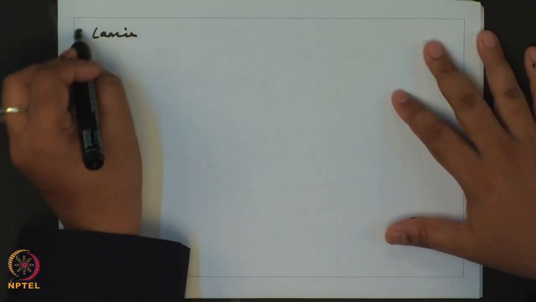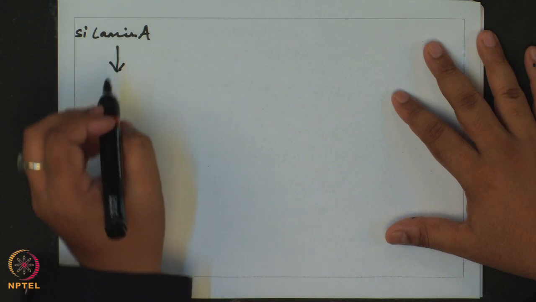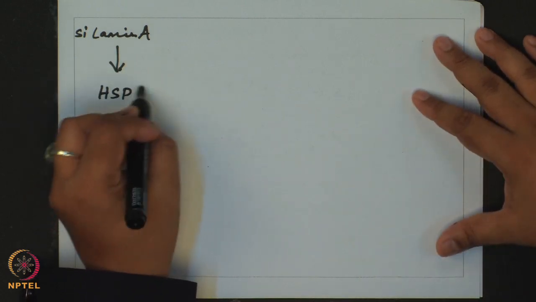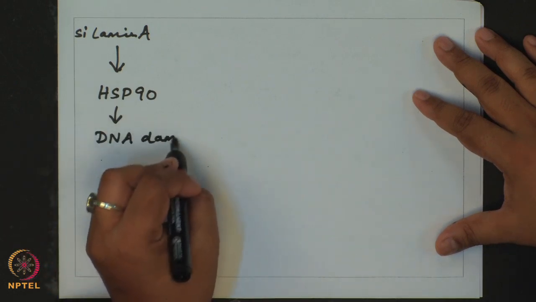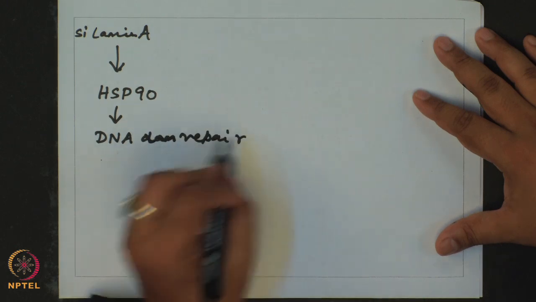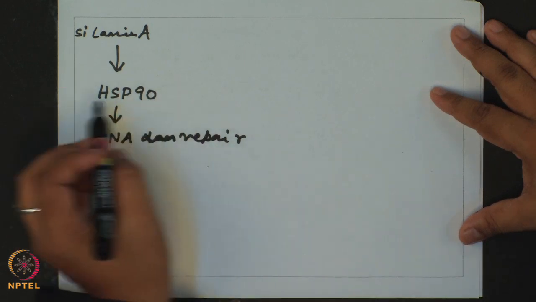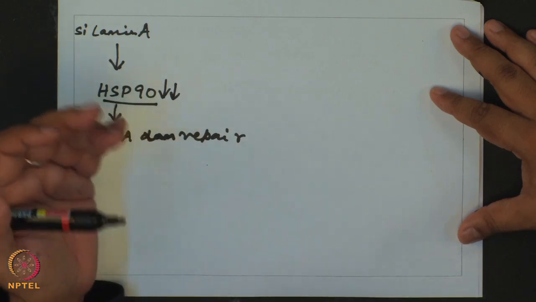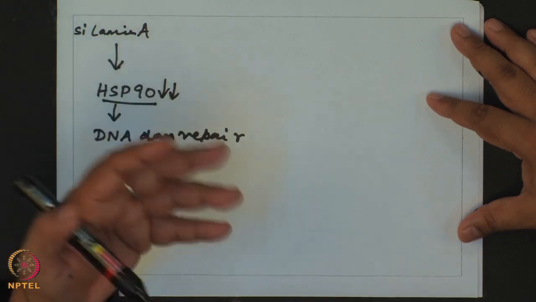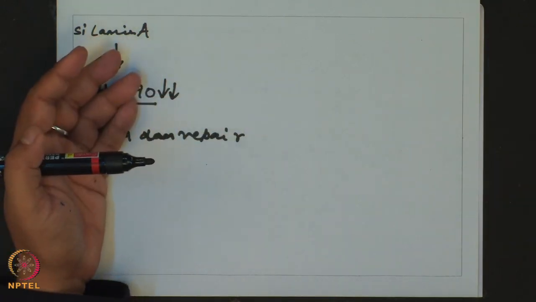And what they also observed was that when they did a deep knockdown of Lamin A using siRNA, in these cells the expression of HSP90, a heat shock protein which is associated with DNA damage repair, was significantly dropped. So, these cells will not only have more DNA damage, but they lose the ability to rescue themselves.